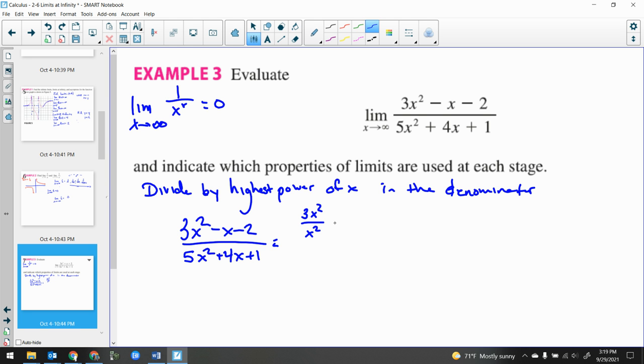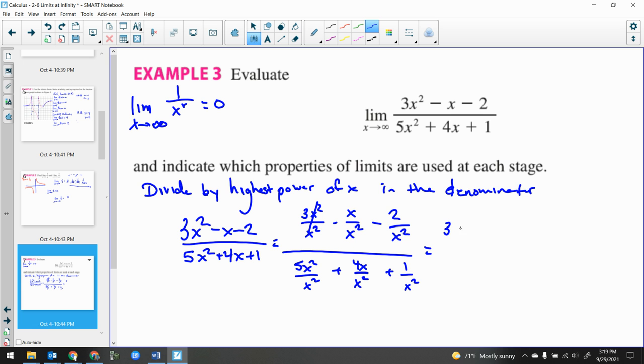No, it's okay. Minus x over x squared minus 2 over x squared, all divided by 5x squared over x squared plus 4x over x squared plus 1 over x squared. Let's reduce that down a little bit. That's going to cancel here to just become a 3. That's going to cancel top to bottom. I'm going to have minus 1 over x. Nothing cancels here, so minus 2 over x squared. In the denominator, cancel to 5, plus 4 over x, because one of them cancels, plus 1 over x squared.